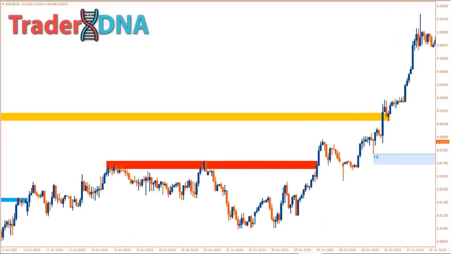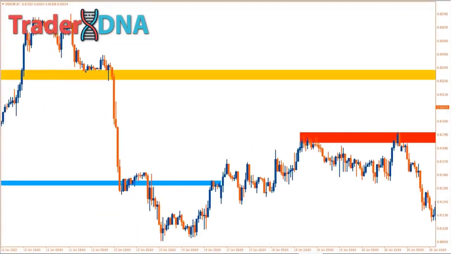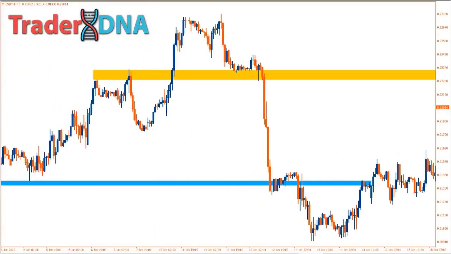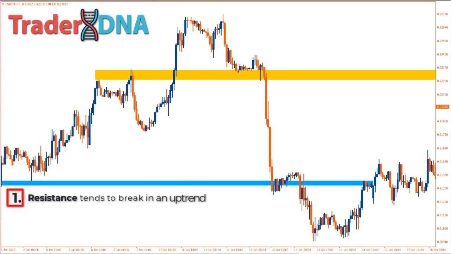The takeaway is this. First, resistance tends to break in an uptrend. For an uptrend to continue, it has to consistently break new highs. Thus, shorting at resistance is a low probability trade. Instead, going long at support is a better trade.